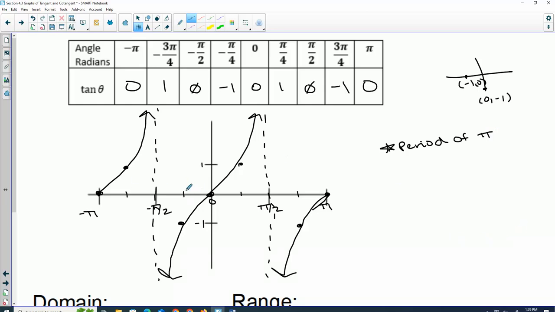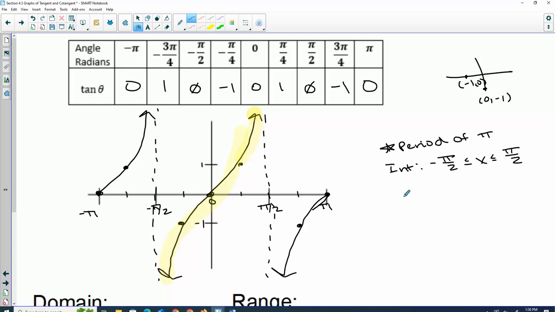I graphed this from the negatives to the positives instead of going from 0 to pi over 2, just so we could get a nice section of the graph, because you notice we have asymptotes at negative pi over 2 and positive pi over 2. So in general, when we graph tangent, we are only going to go from negative pi over 2 to positive pi over 2. And that way we can get a nice smooth curve in the middle without an asymptote chopping it up. So for the normal graph for tangent, our interval will be from negative pi over 2 to positive pi over 2. And that would give us one total cycle of our graph.